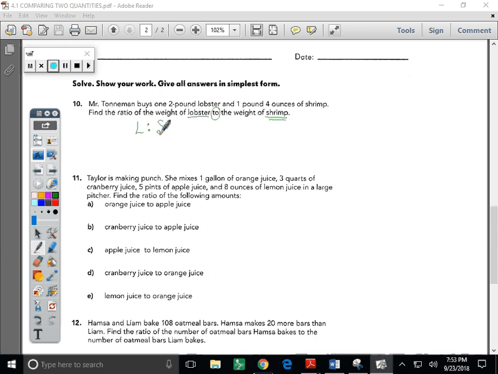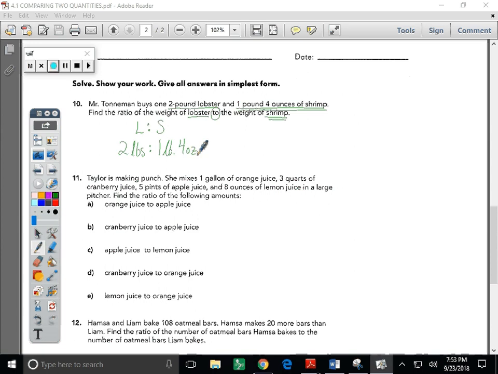Well, what measurement goes with a lobster? If you look up here, lobster was the 2 pounds. So I'm going to write down here 2 pounds. Notice I'm also using a label right now, pounds, to make sure that I don't get confused about what units we're measuring in. Next up, shrimp. Well, shrimp is over here. It says 1 pound and 4 ounces of shrimp. So I'm going to label that 1 pound, 4 ounces of shrimp.